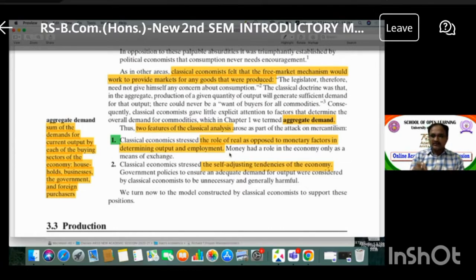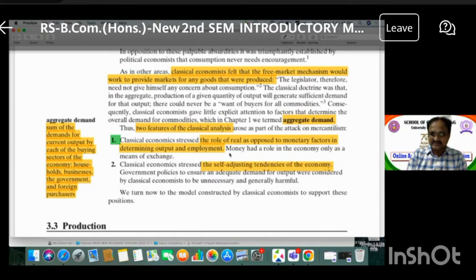Simply, you have to note the point that the classical economists stressed the real factor, that is labor. Labor is the only factor to determine the entire output and employment. That is one point. The second point is that the classical economists stressed the self-adjusting tendency of the economy.